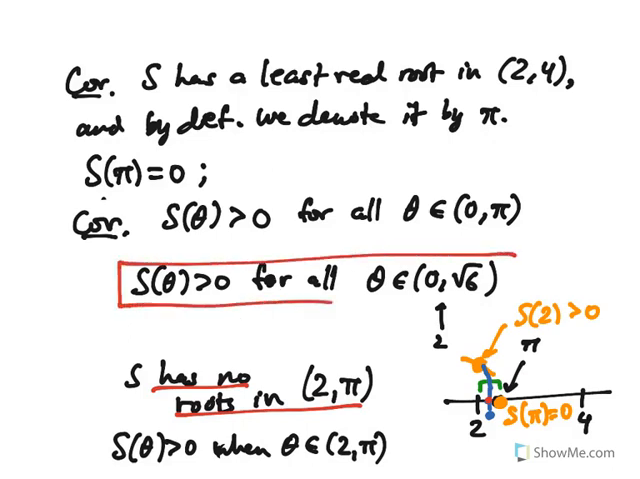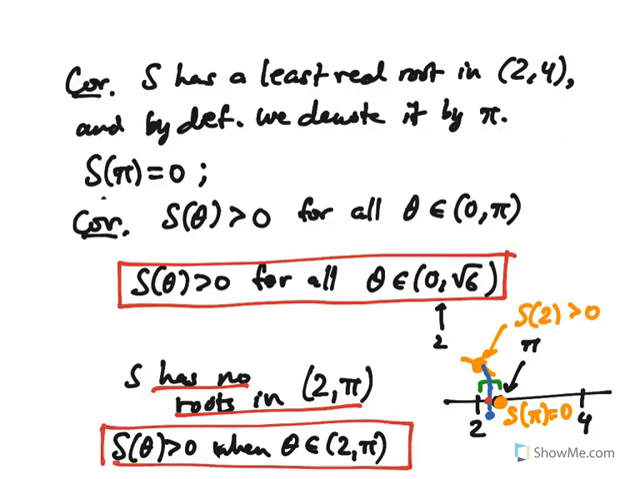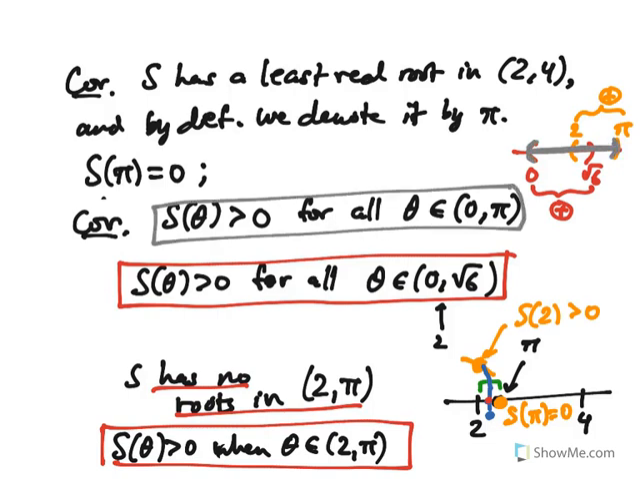And if you put these two facts together, it's positive between 0 and radical 6, and it's also positive between 2 and pi. But those two intervals overlap. 0 to root 6, and then 2 is in this interval, less than root 6, and then going to pi. So if the function is positive on this interval, and also positive on this overlapping interval, then in fact the function is positive everywhere between 0 and pi, the union of those two intervals. And that's exactly what we wanted here. So that's the proof of that corollary.